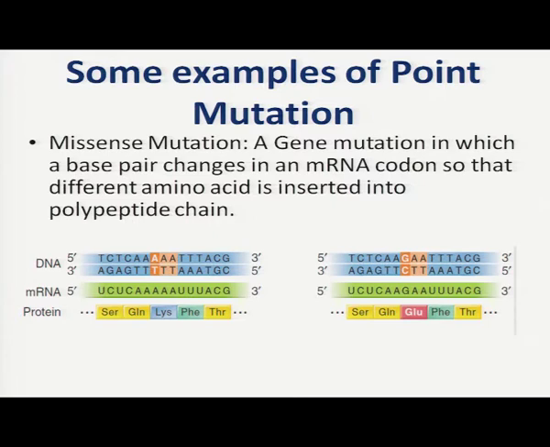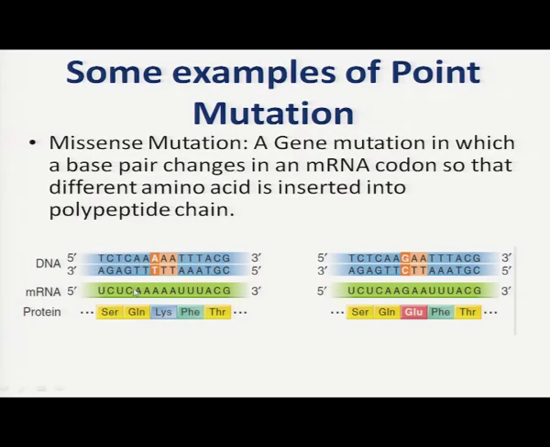So, in such a type of mutation, a base sequence is changed and the change causes a change in the codon, and accordingly the amino acid coded by that codon will be changed. Because of the change in the amino acid, a different type of protein will be synthesized, and such a type of mutation is called missense mutation.